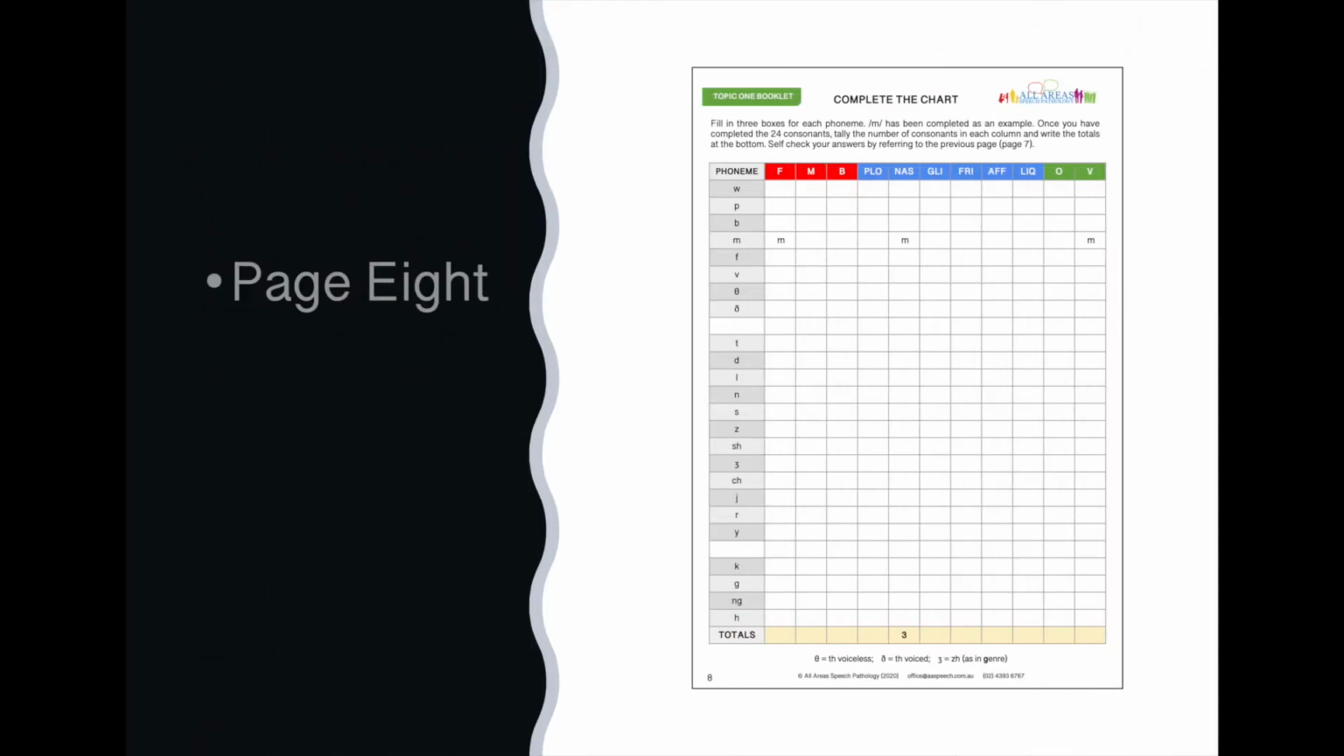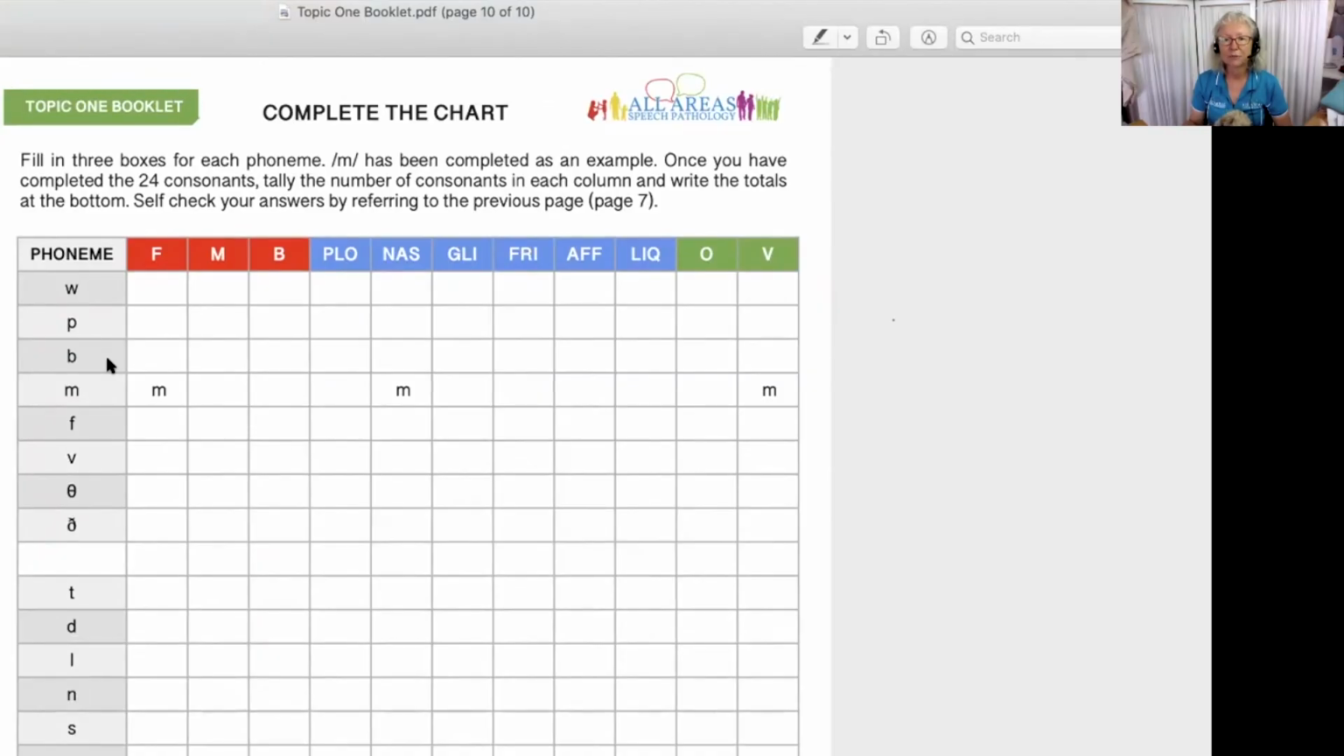Okay, so let's have a look at our last written activity to do, and it's going to be on page 8. Fill in 3 boxes for each phoneme. Has been completed as an example. Once you have completed the 24 consonants, tally the number of consonants in each column and write the totals at the bottom. Self-check your answers by referring to the previous page, page 7.